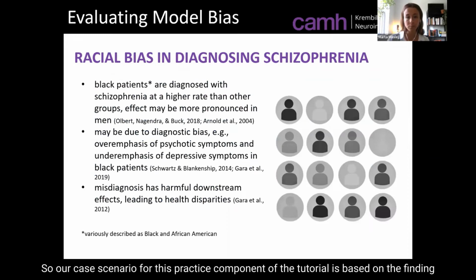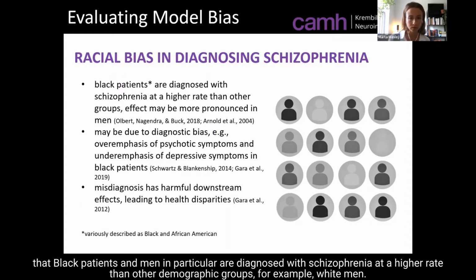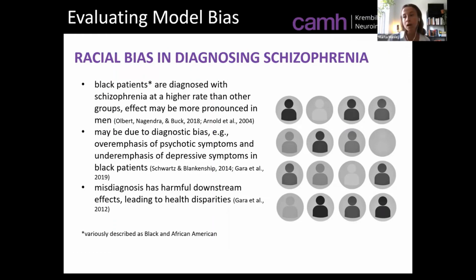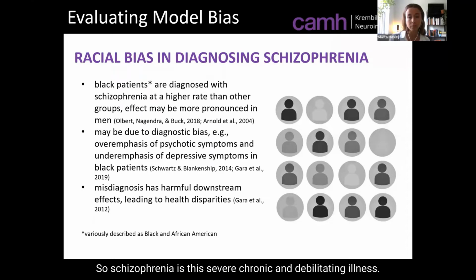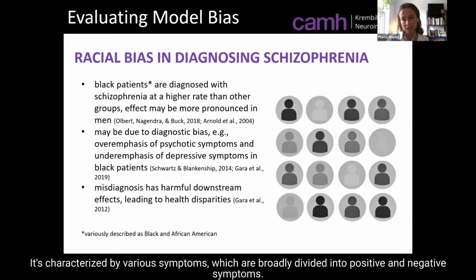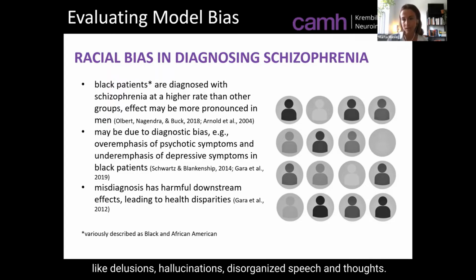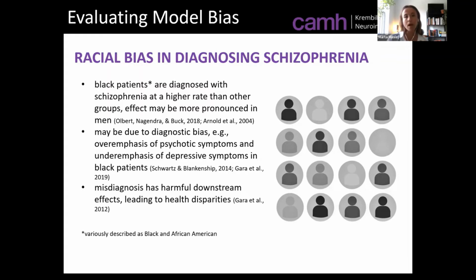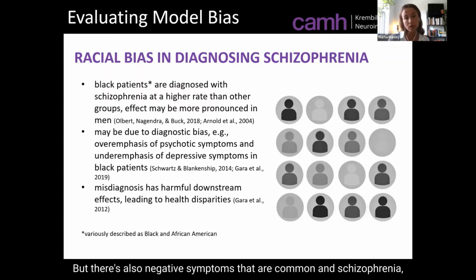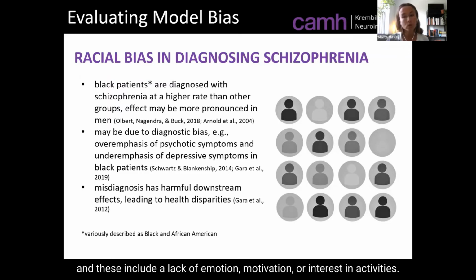So our case scenario for this practice component of the tutorial is based on the finding that Black patients, and men in particular, are diagnosed with schizophrenia at a higher rate than other demographic groups, for example, white men. So schizophrenia is a severe, chronic, and debilitating illness. It's characterized by various symptoms, which are broadly divided into positive and negative symptoms. So positive symptoms include the types of symptoms that generally come to mind when thinking about schizophrenia, like delusions, hallucinations, disorganized speech and thought. But there's also negative symptoms that are common in schizophrenia, and these include a lack of emotion, motivation, or interest in activities.